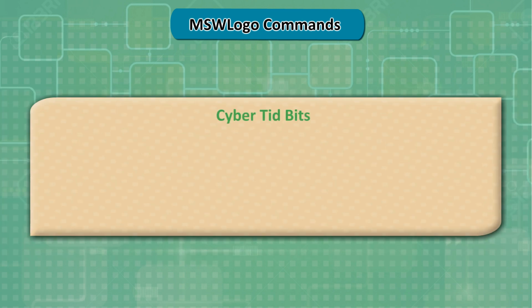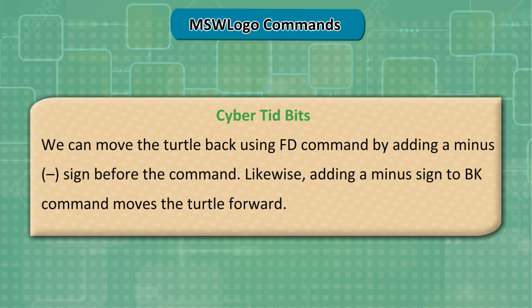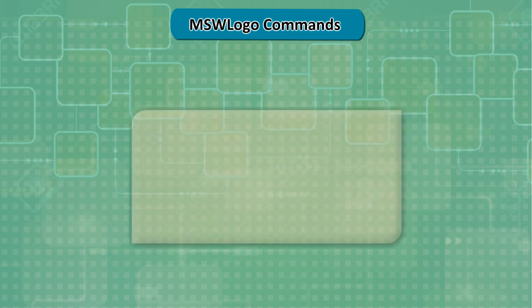Cyber tidbits. We can move the turtle back using the FD command by adding a minus (dash) sign before the number. Likewise, adding a minus sign to the BK command moves the turtle forward.